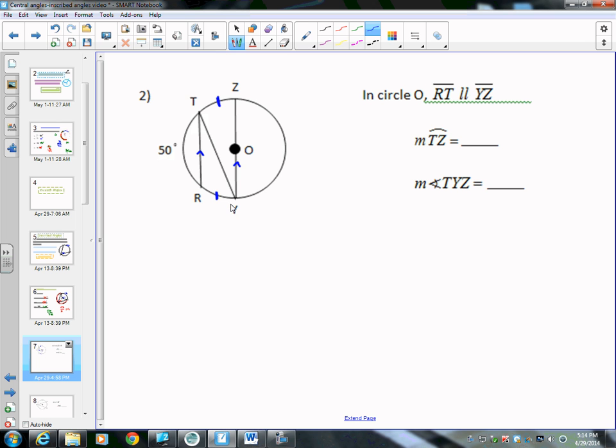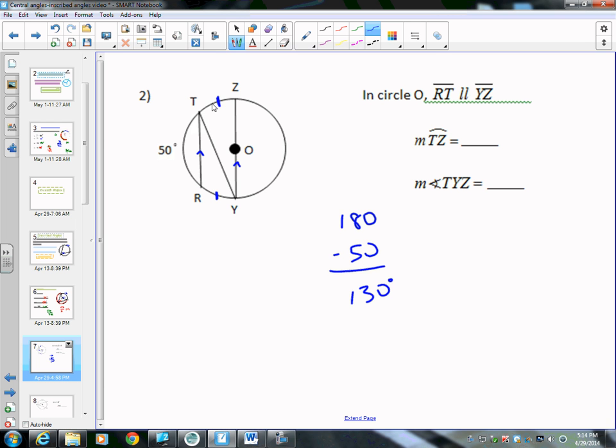So why do we care about that? Well, ZY is the diameter, meaning that from Z all the way around to Y, the arc ZTY, this arc on the left side, is going to be a semicircle, meaning 180 degrees. If I know that TR is 50, I'm going to subtract out 50 to get 130 degrees.